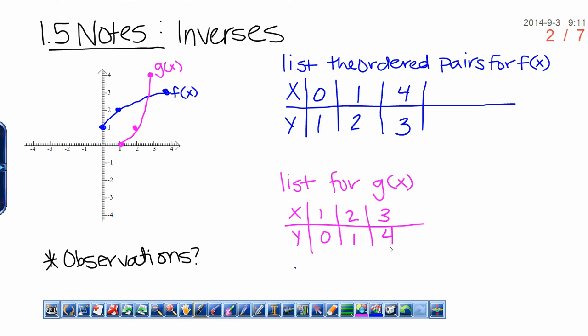Okay, so if you compare f of x and g of x, what do we notice? They're flipped. Good. F of x and g of x have flipped x and y values. You see those? Okay, so that's one thing we notice. We've got flipped x and y values.